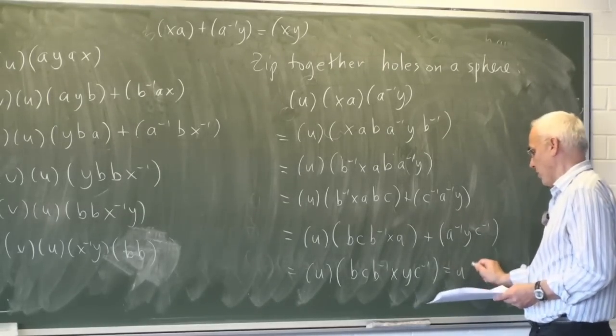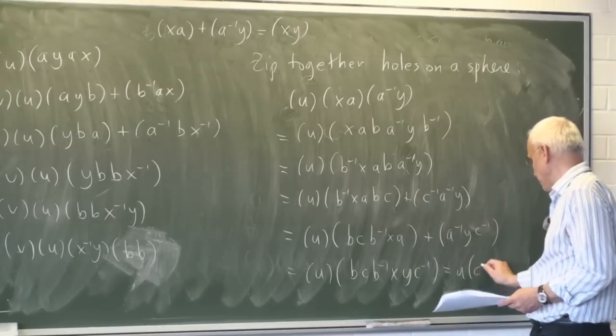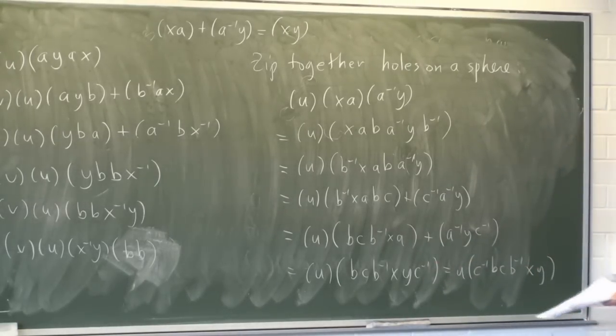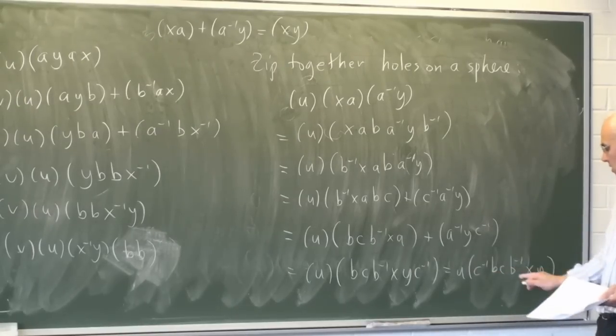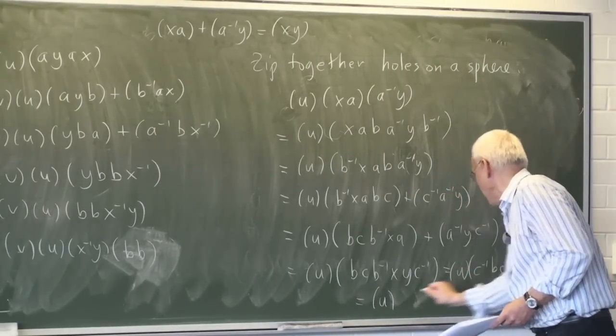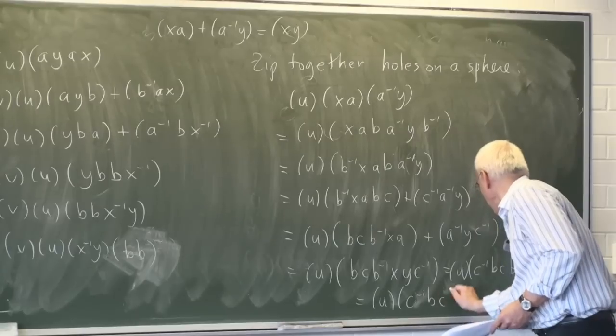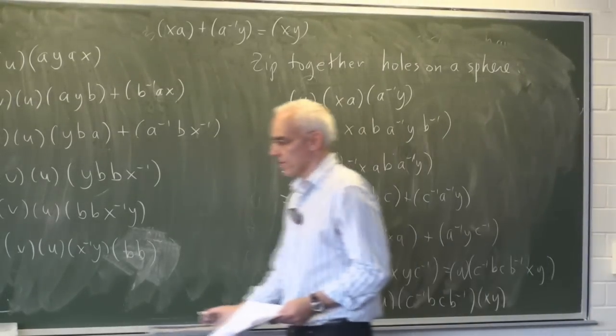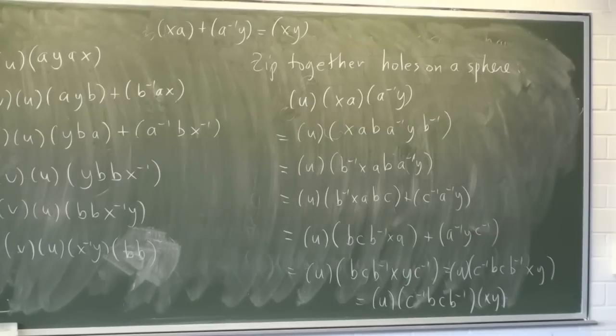And that gives us U, maybe C inverse, B, C, B inverse, X, Y. So it's a manipulation that has extracted a handle that we can now separate from the rest, equals U, C inverse, B, C, B inverse times X, Y. So basically, this gives us enough technology. We can zip together same direction edges. We can zip together opposite direction edges.